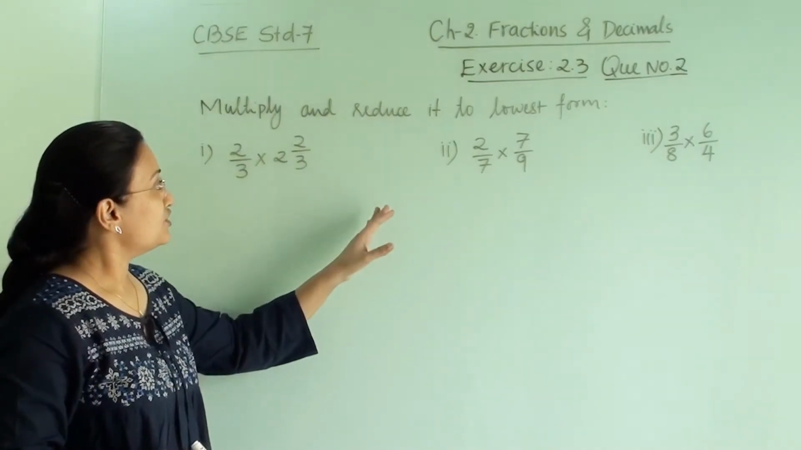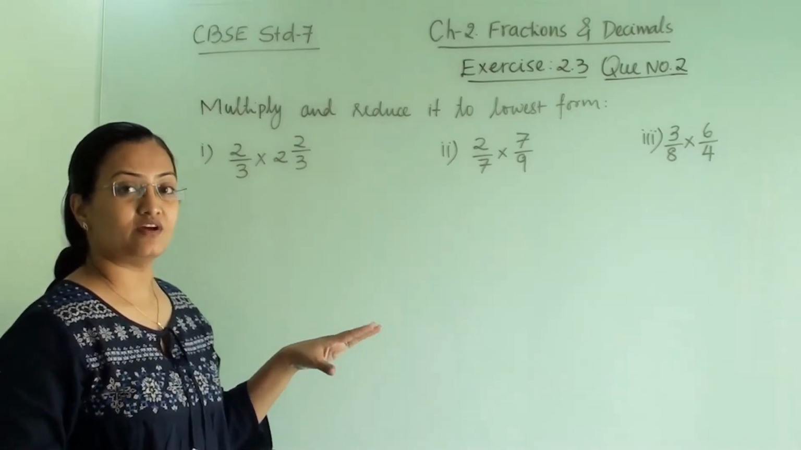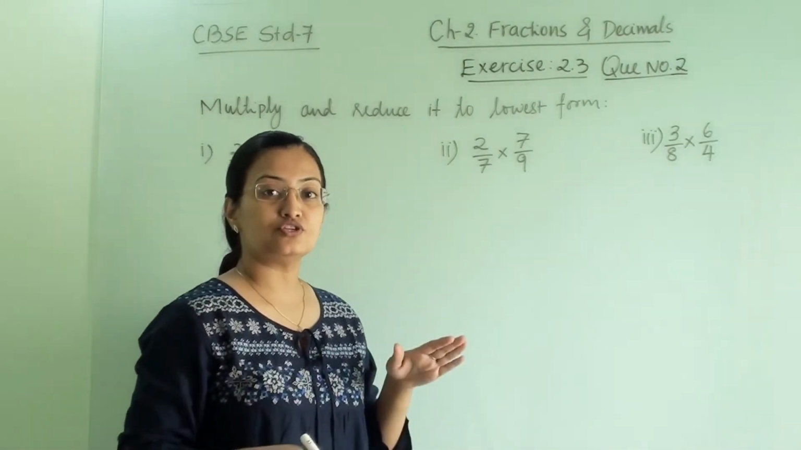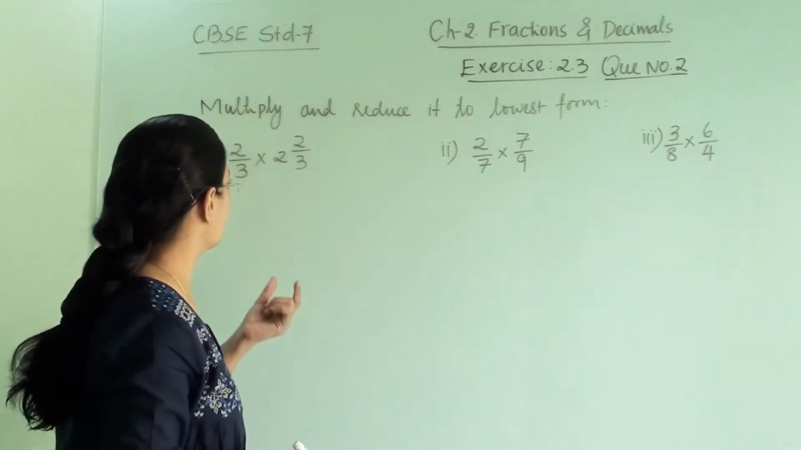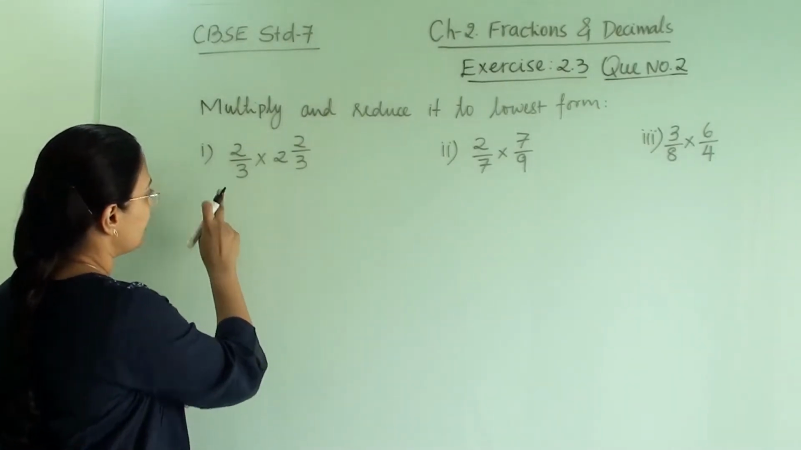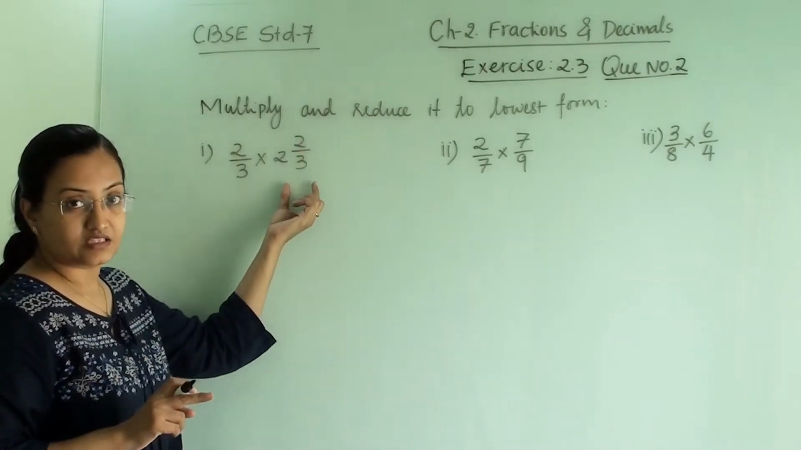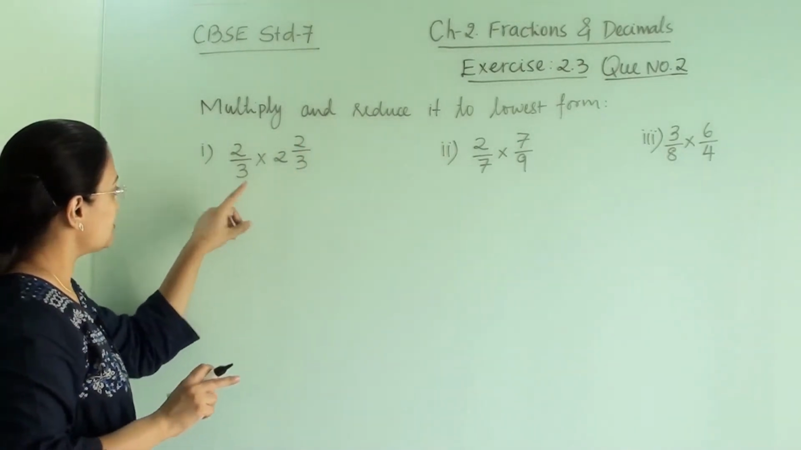Multiply and reduce it to lowest form. So we have to multiply and then check whether we can reduce it to lowest form or not. So let us solve the first numerical, 2 by 3 into 2 and 2 by 3. Let us solve this first.